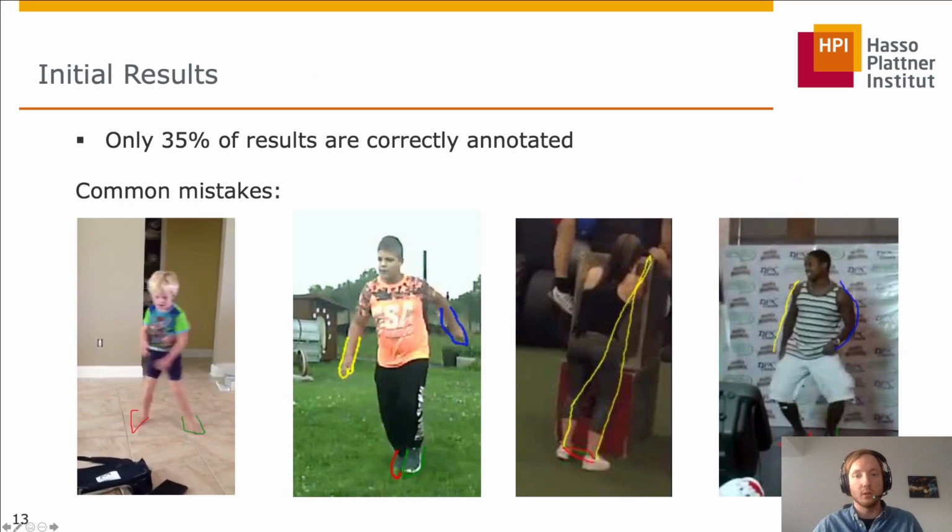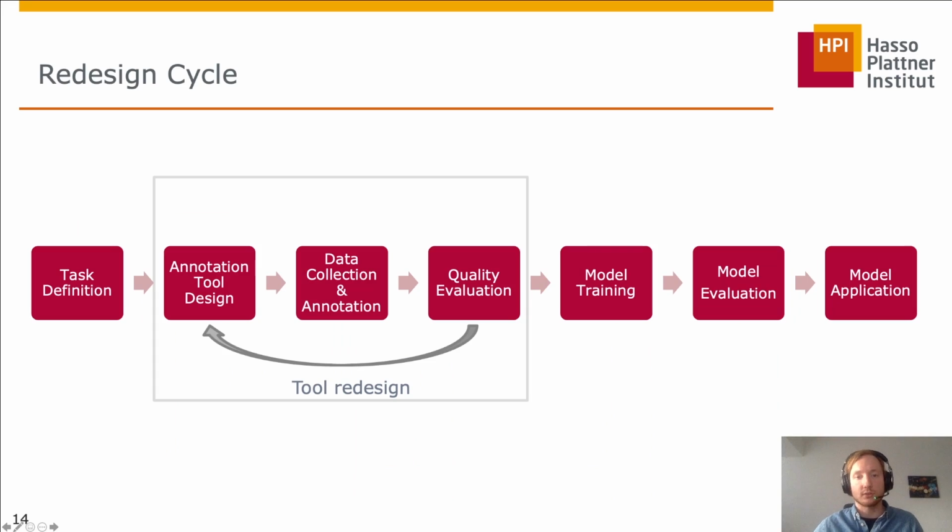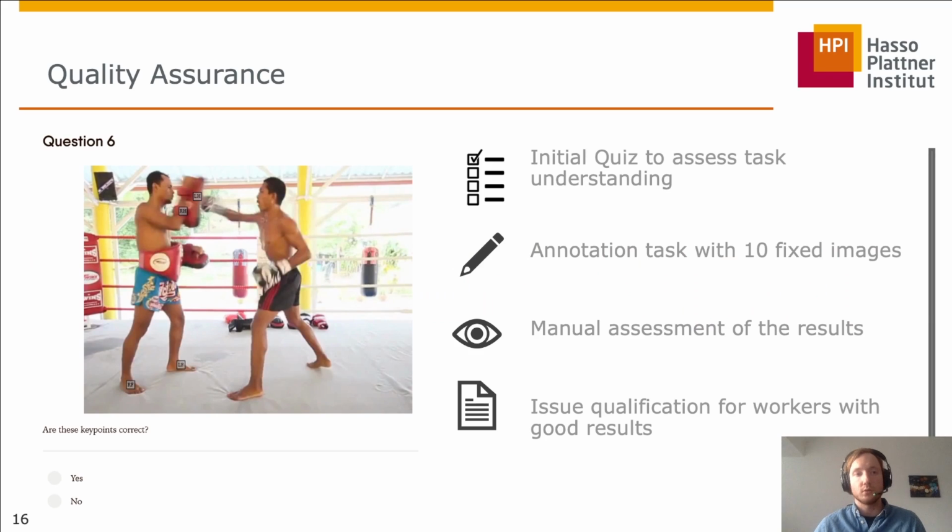With this initial tool, we conducted the first batch of annotations, and only 35% were correctly annotated. And here we can see some common mistakes. We speculate that many workers did not actually read the task definition and just simply annotated some kind of hand or feet annotation, which they might have known from other annotation tasks. So here we then actually have to make a tool design iteration to increase the rate of usable images.